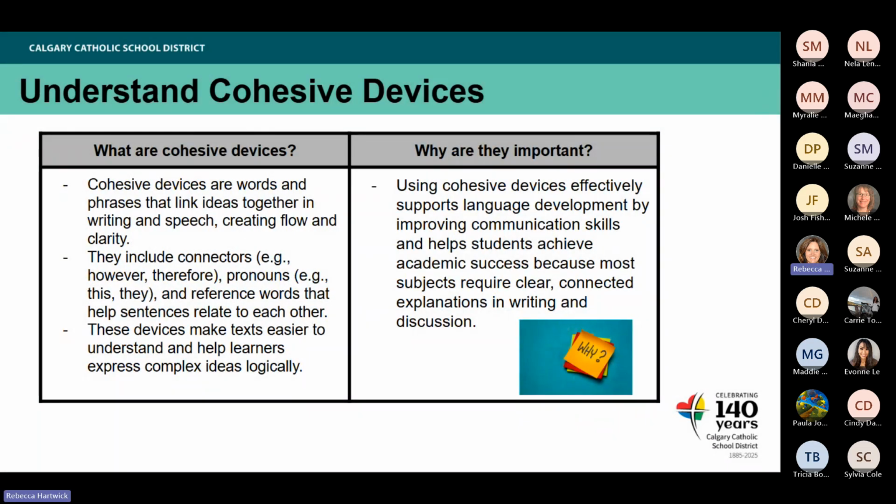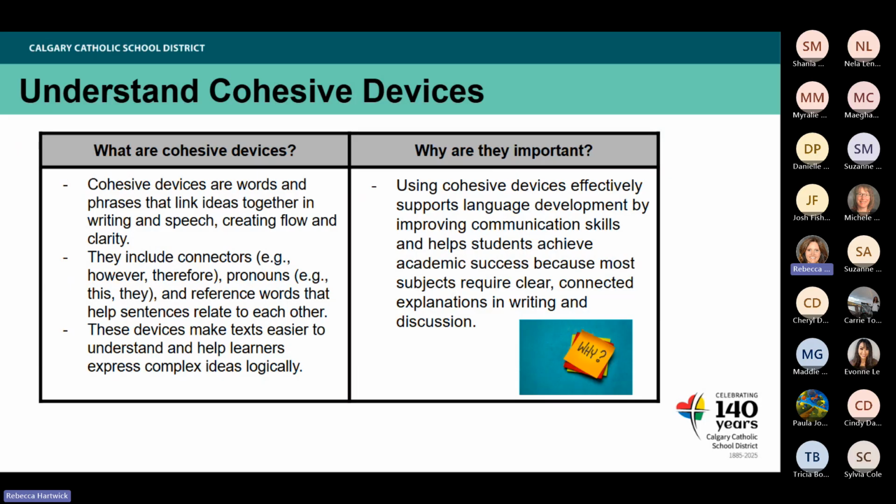Okay, first of all, it's important for us to understand what cohesive devices are. Cohesive devices are words and phrases that link ideas together in writing and speech, creating flow and clarity. They include connectors, for example, however, therefore, pronouns, this, they, and reference words that help sentences relate to each other. These devices make text easier to understand and help learners express complex ideas logically.